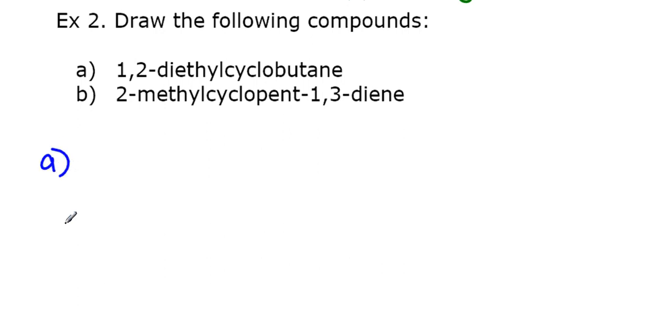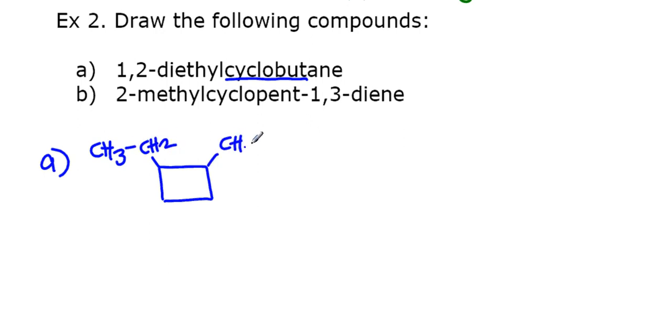So for part A, I've got 1,2-diethylcyclobutane. So whenever I see cyclo, I always like to draw the ring first. Cyclobutane, I know I need my square shape. So I put that in. And then I need ethyl branches at 1 and 2. You could put number 1 and 2 anywhere you want. I'll just make this one 1 and this one 2. So I need an ethyl here, and then I need an ethyl here.